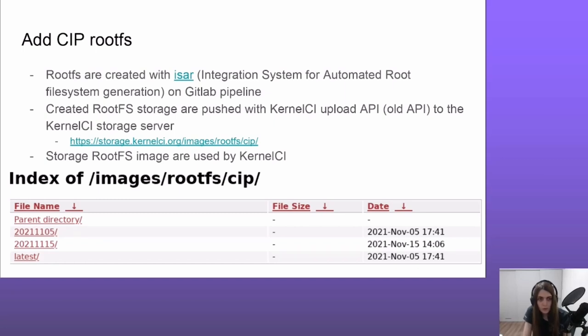As I explained previously, we also made some work for adding the CIP rootfs, as CIP wanted to test the kernel also against the isar CIP core. So we enabled testing the kernel against the isar CIP core rootfs storage, instead of the usual Debian one that is used for each build.